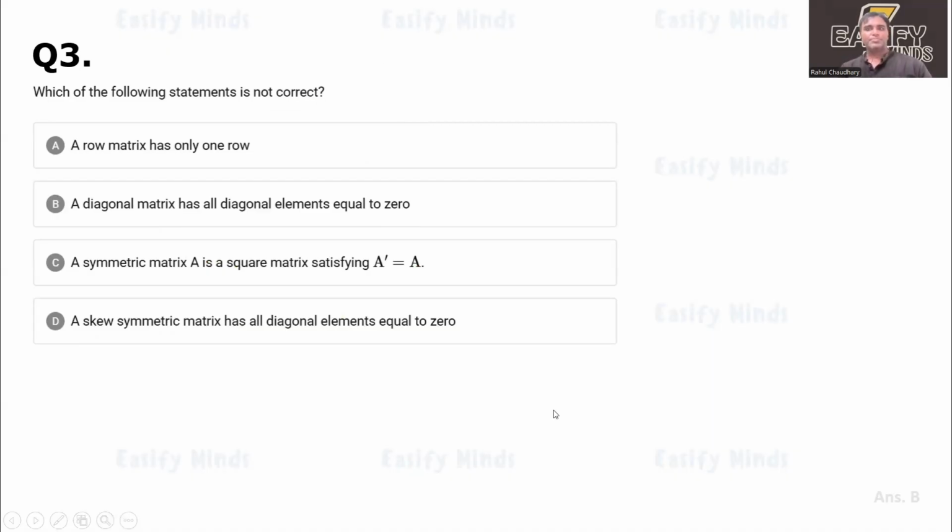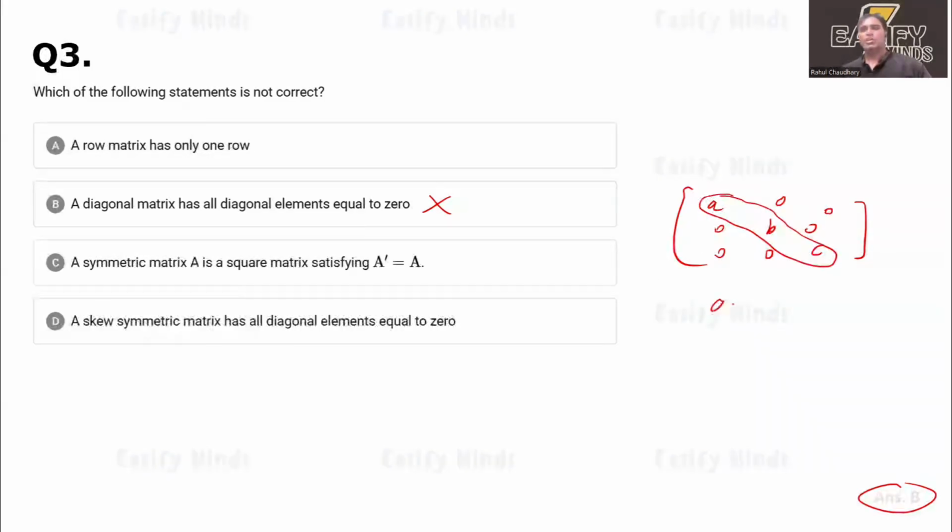Third question. The correct answer is option C. A diagonal matrix has all the diagonal elements equal to 0. This is wrong, because in a diagonal matrix, what will happen? The diagonal will have some elements, and the rest are all 0. Understand? The diagonal elements are never equal to 0.